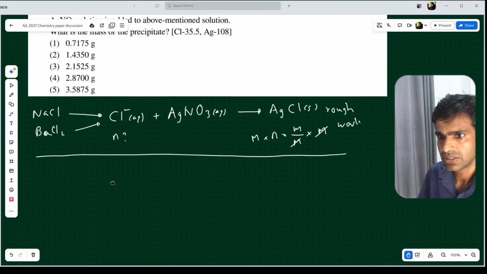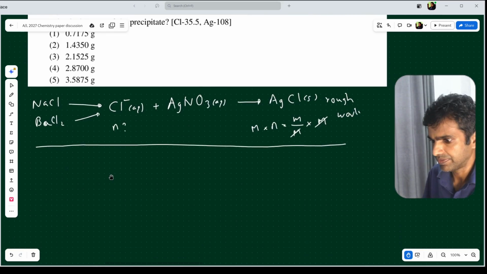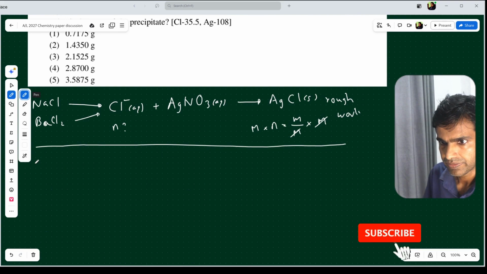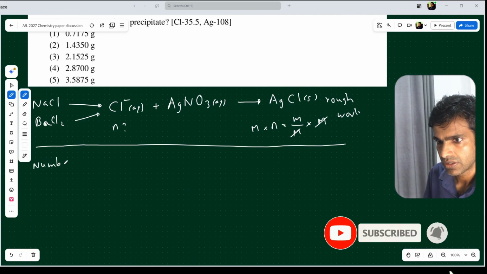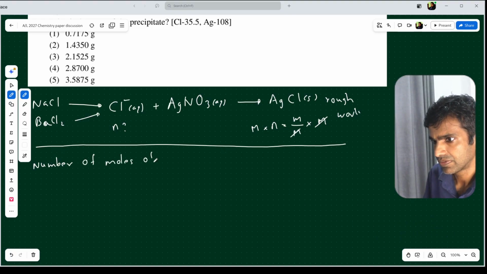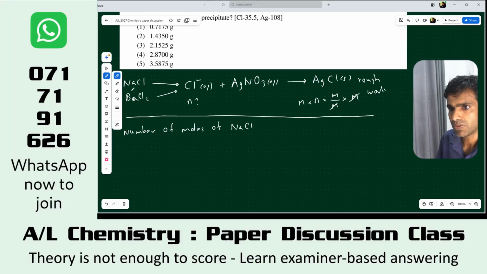Let's calculate the number of moles of sodium chloride. So how to calculate the number of moles of sodium chloride when concentration and volume are given? Concentration is number of moles over volume of the solution. So we can multiply both sides by the volume of the solution. Then number of moles is concentration times volume of the solution.